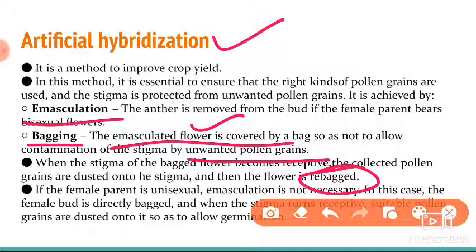Okay students, I think all of you understood artificial hybridization. In this concept we need the definitions of emasculation and bagging. Please remember these two definitions because they are important from the exam point of view. Please remember all of those.